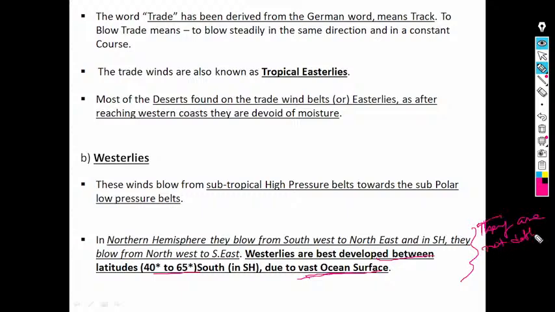Because of the vast ocean surface, they are not deflected, or rather, not obstructed. They are not obstructed. This enables them to maintain a constant course.